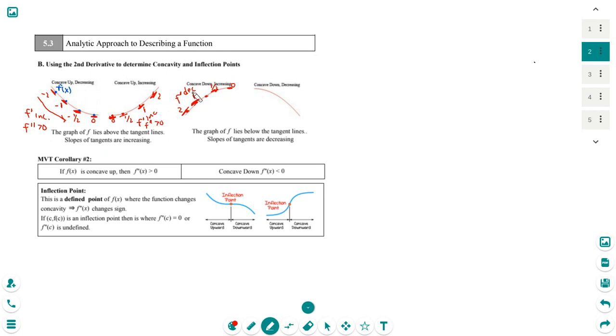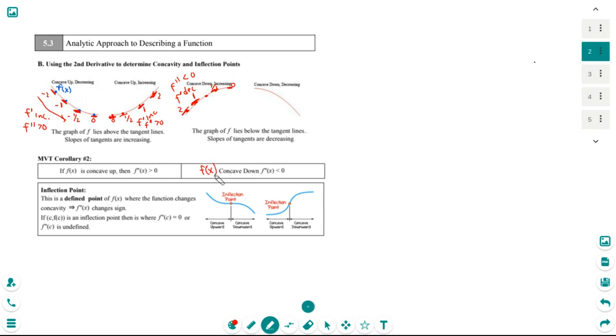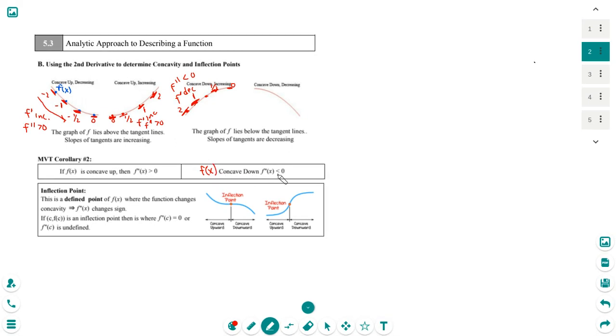If a function's decreasing, then its derivative must be negative. So the derivative of f prime must be negative. And so that takes us to the second part of the corollary, that if a function is concave down, then the second derivative must be negative. Let me complete that. This should say f of x is concave down, not f double prime. So f of x is concave down when its second derivative is negative. We could try more numbers over here, but you would see that trend, all these numbers would be decreasing slopes.